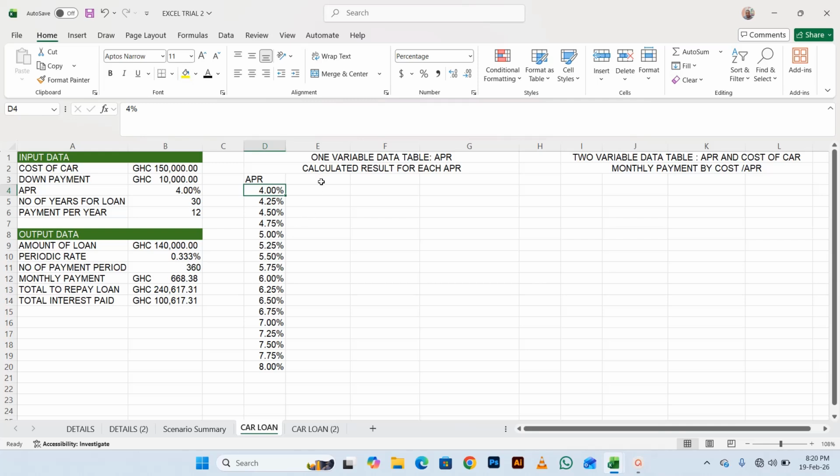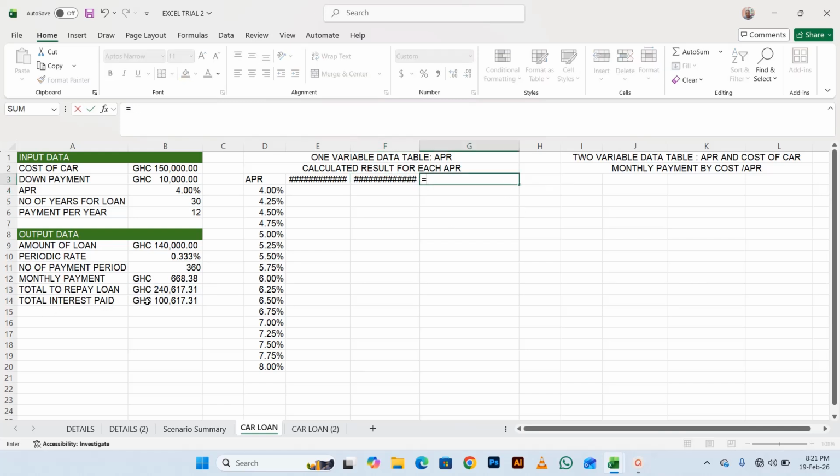So to do that, you select here, you key the enter key, and then you select monthly payment first. So the monthly payment will come here. This one. The next one is what? The total repay loan. That one too will come here. The next one will be interest paid. That one too will come here.